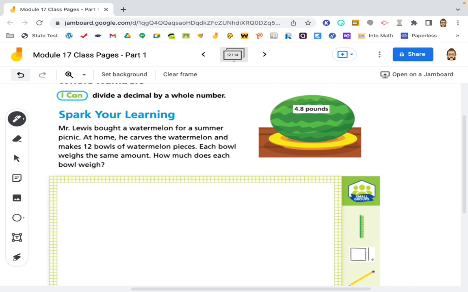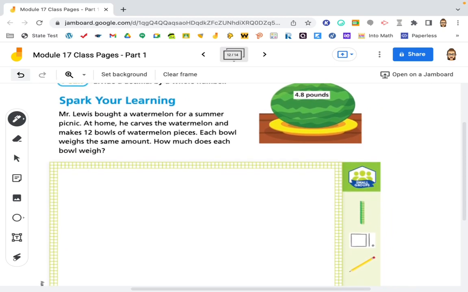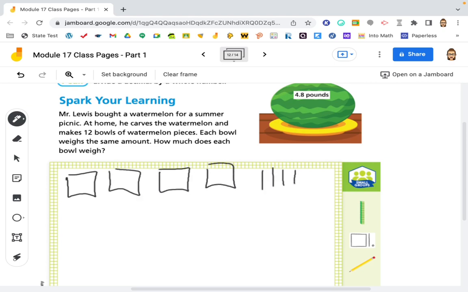So the Spark Your Learning says Mr. Lewis bought a watermelon for his summer picnic. At home he carves the watermelon and makes 12 bowls of watermelon pieces. Each bowl weighs the same amount. How much does each bowl weigh? Well, if we start with 4 pounds, so 1, 2, 3, 4, and 8/10.